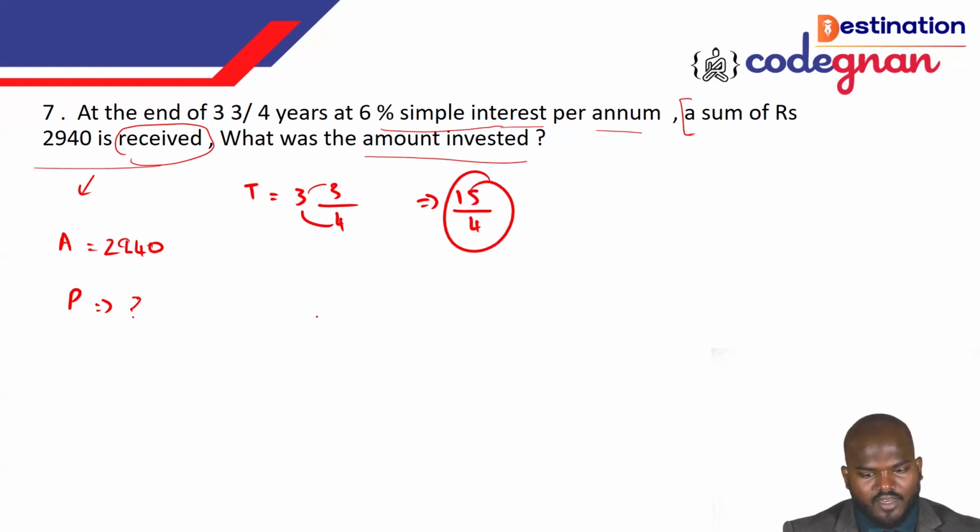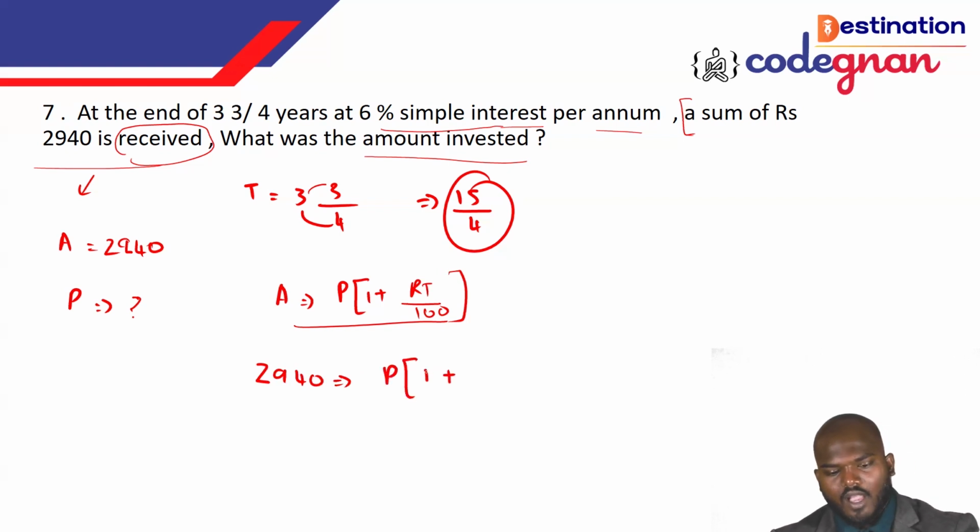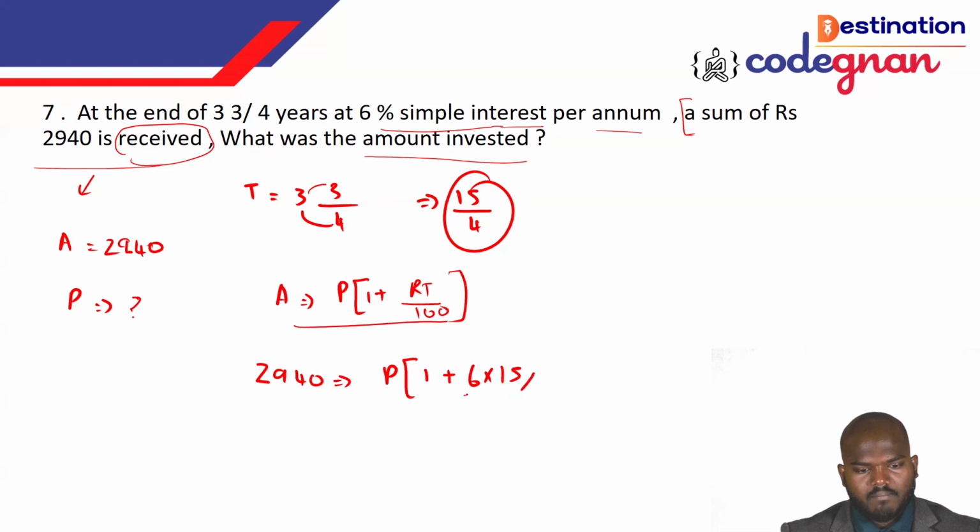So then I need to know one formula with respect to the compound interest. That is called amount is equal to P times of 1 plus RT by 100. Okay, this formula is one of the very important formulas, and we want to apply it here. Amount is equal to what? That is 2940, right? Principal, I don't know. And R is equal to 6%, and T we can call it as 15 by 4, over 100. We can able to call like that.